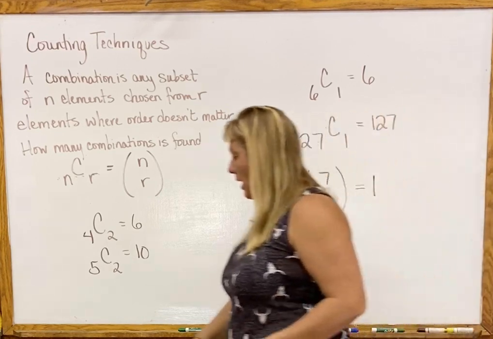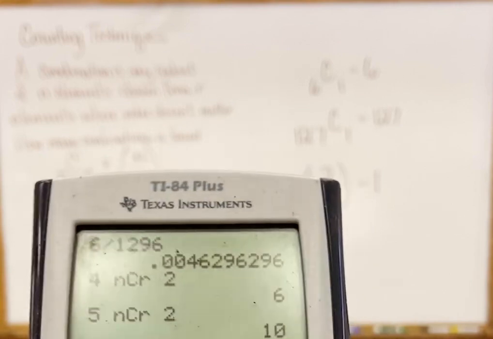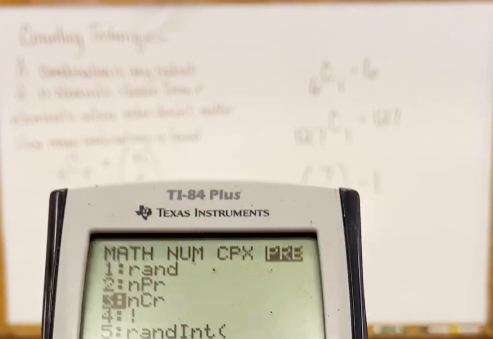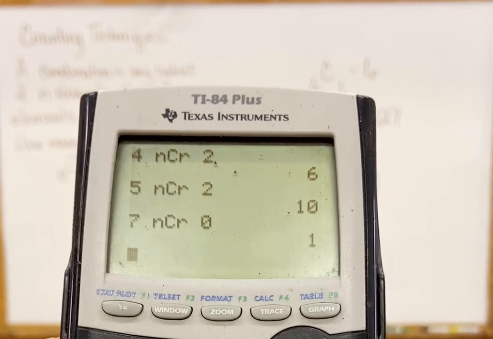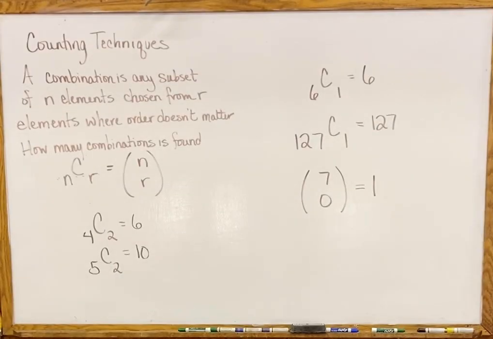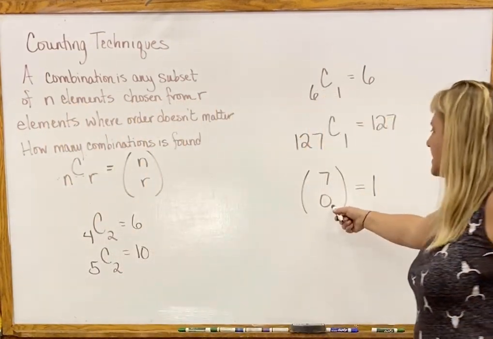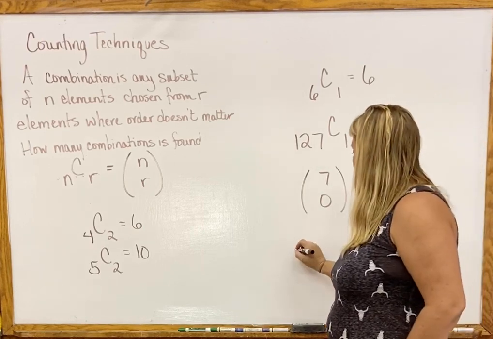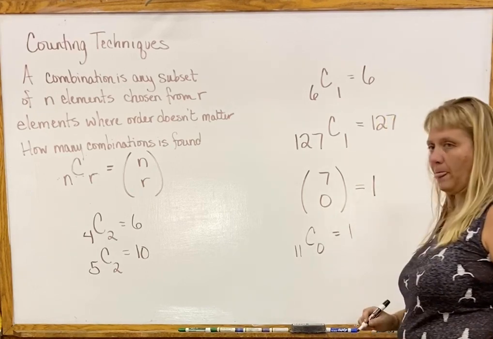And again, if you don't trust me, let me show it to you in the calculator one more time. Start with 7, then go to math, over to PRB, down to nCr, plug in 0. See what I get? 1. So there's one way to do nothing. That means anytime you see a 0 as the second number, or the bottom number, the answer is 1. So 11 choose 0 is 1.